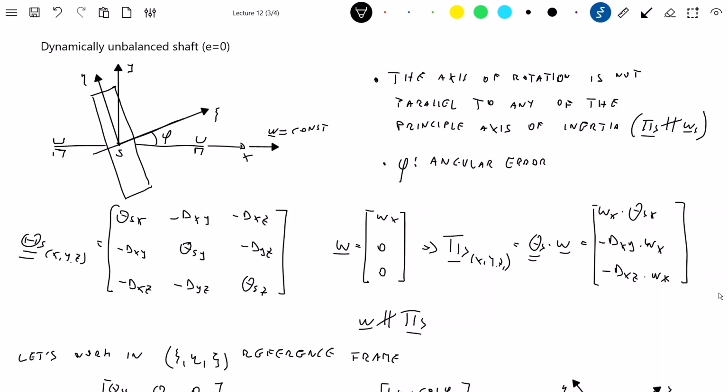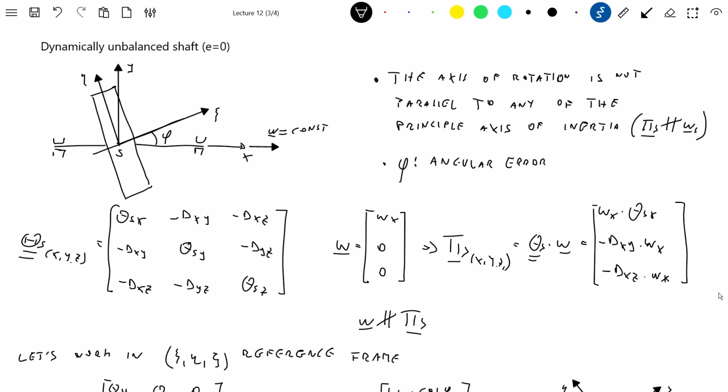We have an angle phi between the principal axis of the cylinder and the axis of rotation, which is called the angular error. So if you compute the matrix theta, the moment of inertia matrix, we have a full matrix, we don't have zeros. And if we then compute pi s, we have that pi s is not parallel with omega, in general. And this can be an issue, and I will now show why.